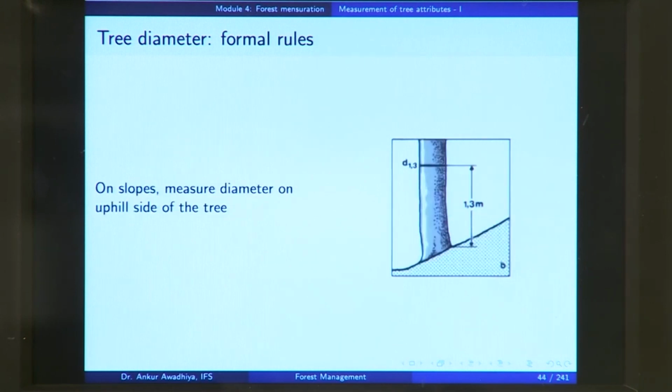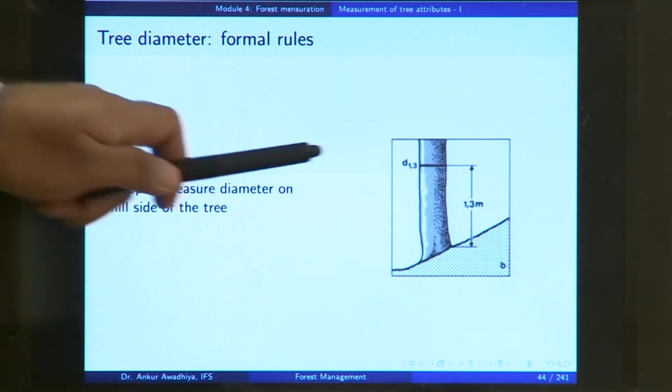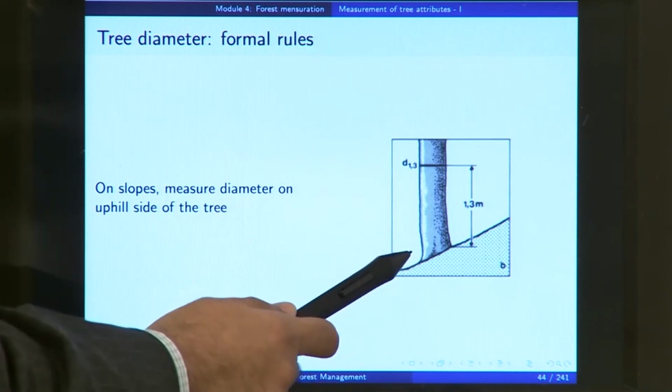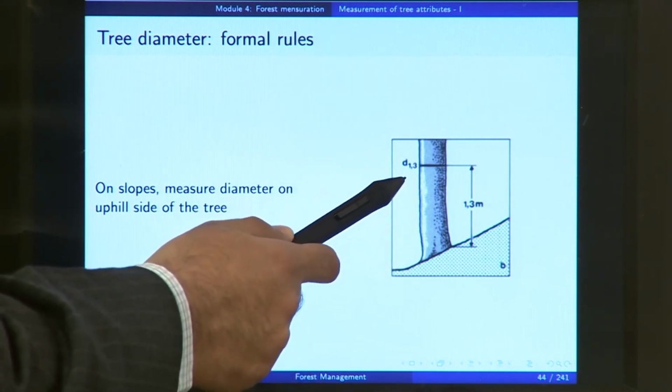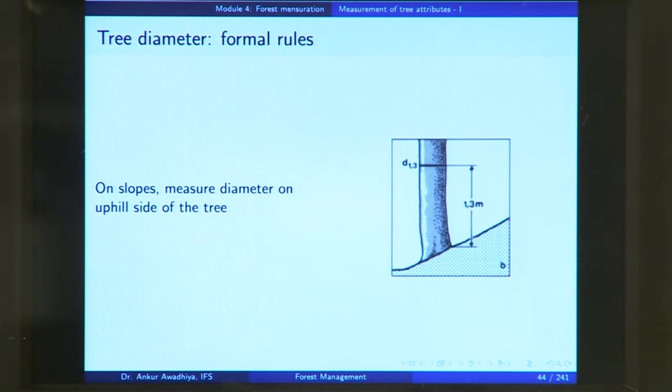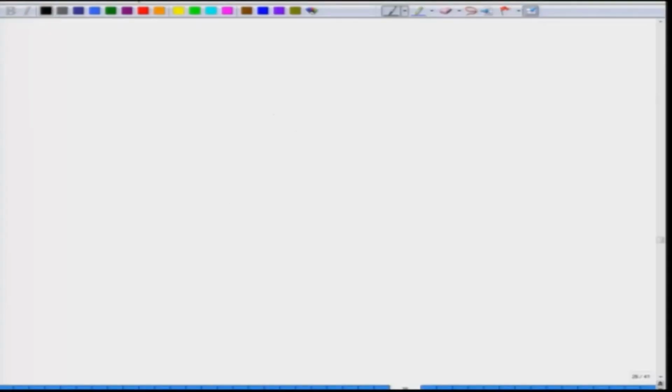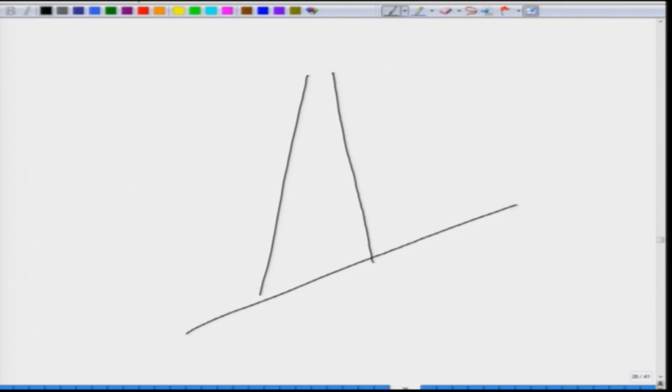But then what do you do for a tree that is standing straight, but on a sloping ground? Because in this case, if you took a measurement at this point, your D 1.3 will come at a lower position. So, let us make a tapered tree, and this tree is on a sloping ground. Now, if you take 1.3 meters from this position, so you measure 1.3 meters here, you reach this height.